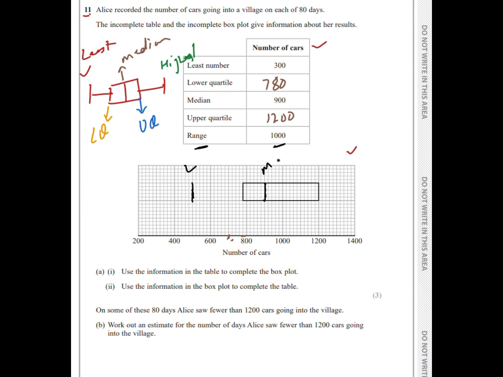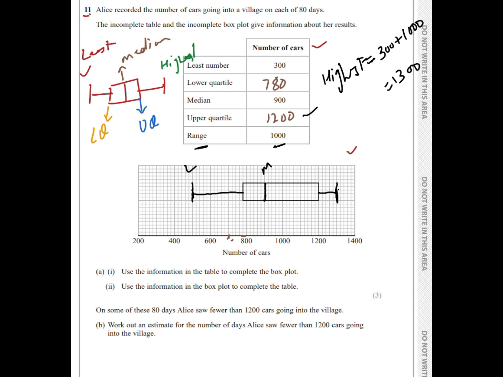Now this is the range. This is not your highest value because, see, upper quartile is higher than that. Do you remember how we figure out range? Range is basically highest minus the lowest. So currently we have lowest and range. So if we add them, we'll get the highest. So highest equals lowest plus range, that is 300 plus 1000, which is going to give you 1300. So your highest will be here. You just have to draw the line now to join this box plot. Your box plot is ready.